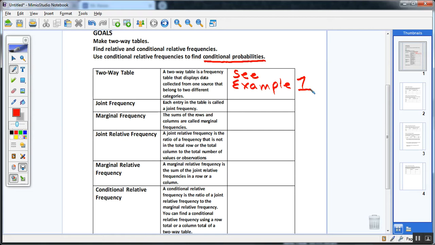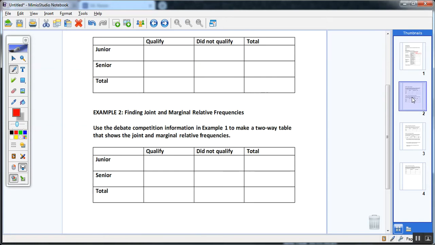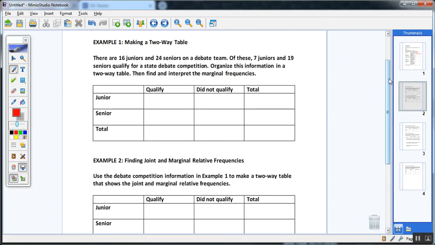All right, so joint frequency. Joint frequency is simply each what, kids? Okay, each entry in the table is called a joint frequency. So anytime we have a number in there, it's just called the joint frequency. I'm going to highlight this table a little bit. Is that okay? All right.